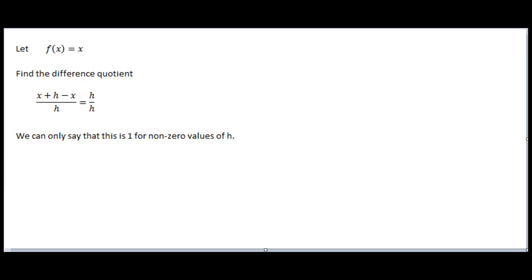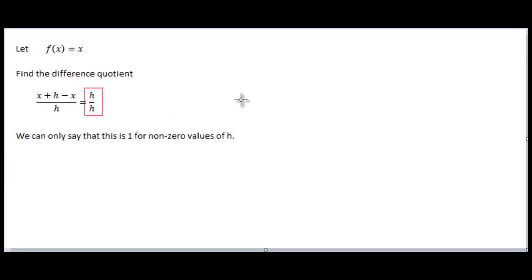It's often useful to start with a very simple example to see what's going on. So let's take f of x equals x. This is just a straight line function with slope 1. And if we plug it into our difference quotient formula, we get this familiar looking bit here. We've got f of x plus h, which is just x plus h, minus f of x, which is just x, all over h. And that simplifies very quickly because the x's cancel, and we get just h over h.